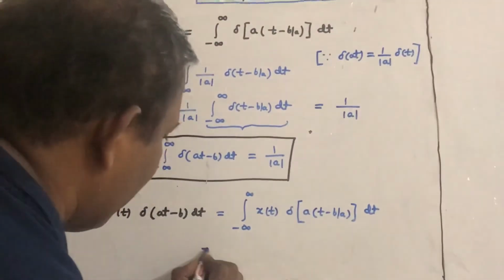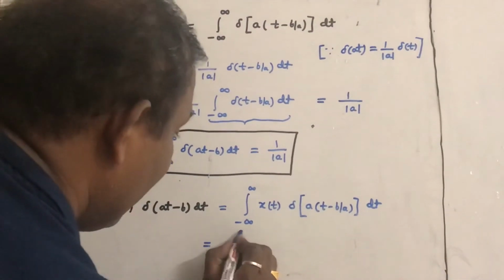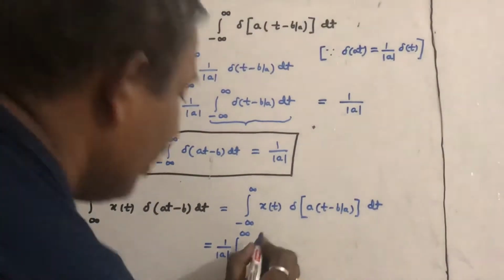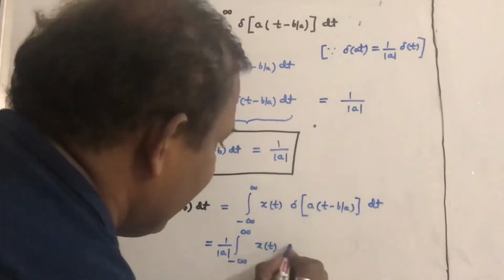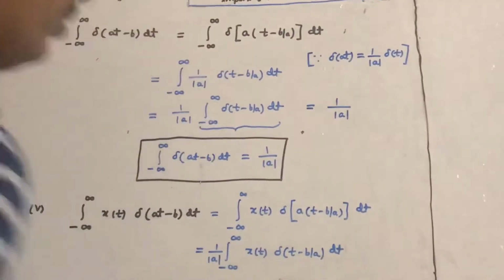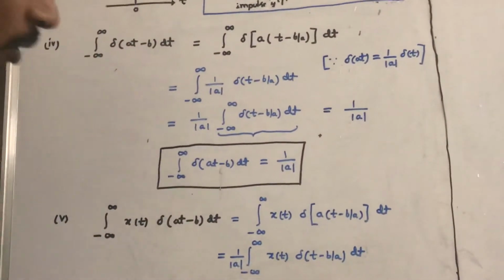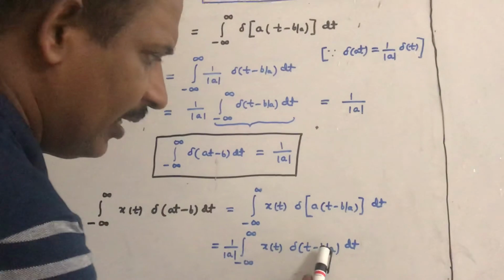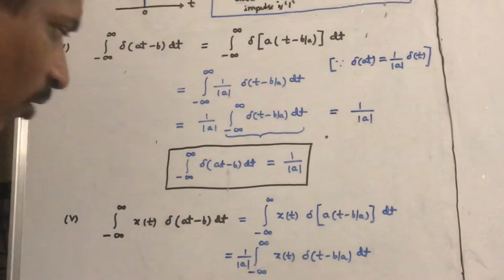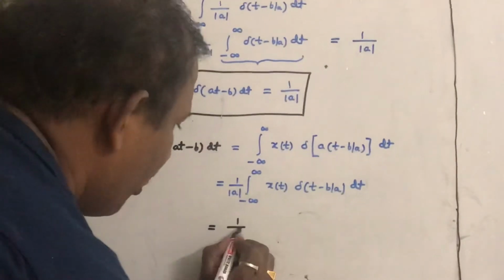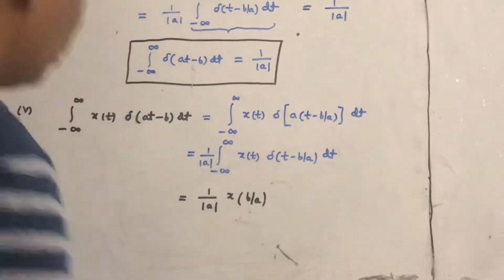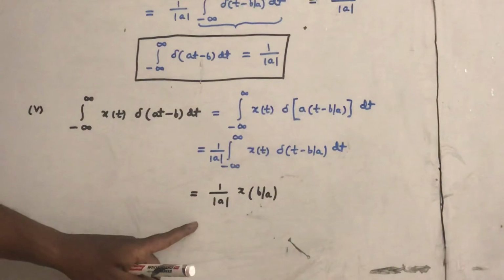What is this from property 3? This is written as 1 by mod a outside, x of t into the integral, with del written as t minus b by a, dt. From property 2, where this impulse exists, t is equal to b by a. That means we have to take this function value at t is equal to b by a. So what will be the answer? 1 by mod a into x of b by a. This is the answer for this problem.